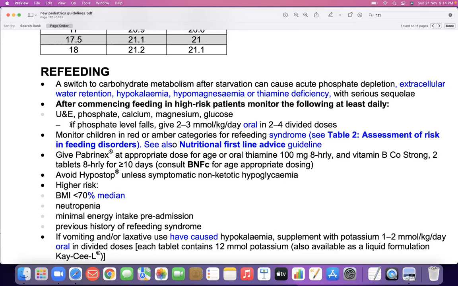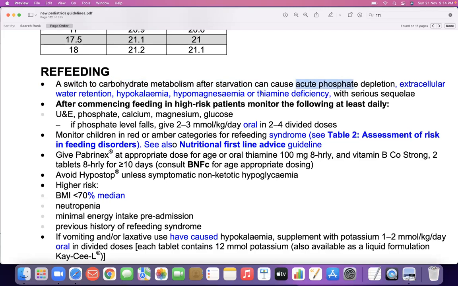Phosphate is very important. If phosphate levels fall, you will give phosphate. And then oral thiamine. And then vitamin B co-strong tablets. I just went and saw it: because these children are not eating, they are usually starving. Refeeding will not happen with everyone; it will happen mostly with the starving children. A switch to carbohydrate metabolism after starvation can cause acute phosphate depletion.